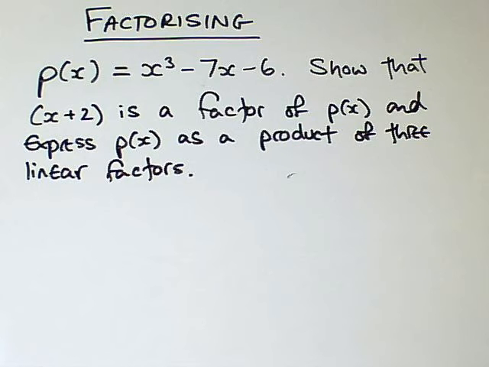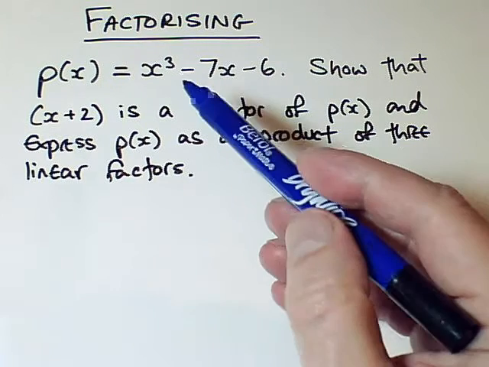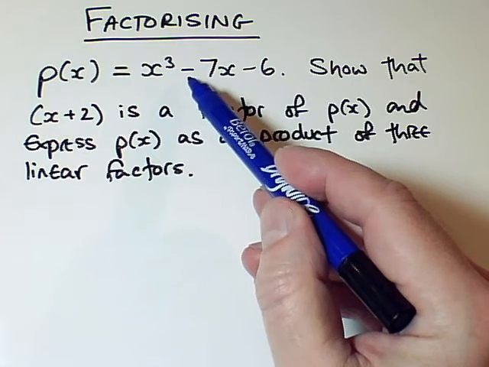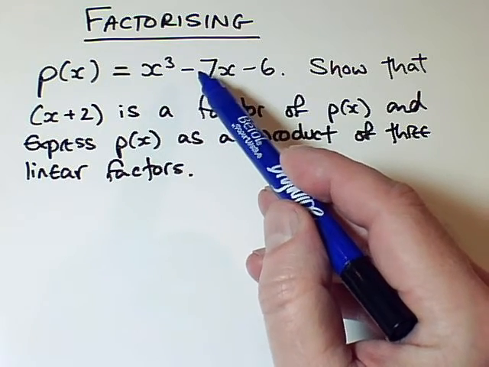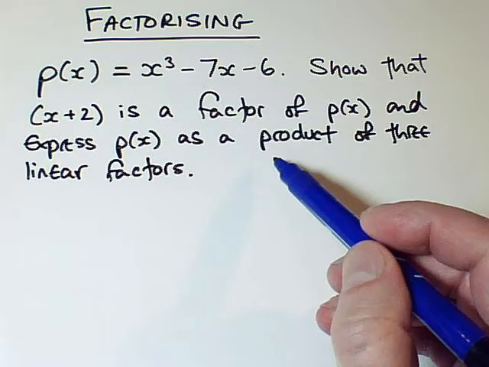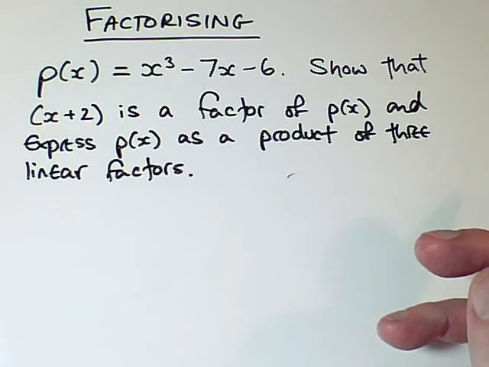Okay, we've seen questions a bit like this before. This time there's a missing term. There's no x squared term. That's not going to bother us too much. And we need to keep going till we've got 3 linear factors. We'll see how that works out.